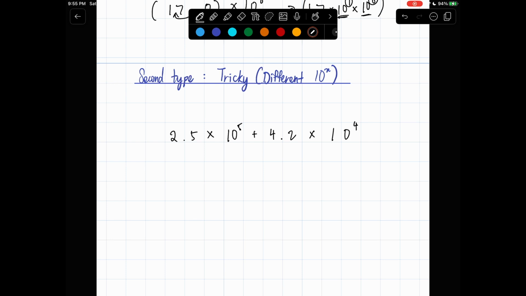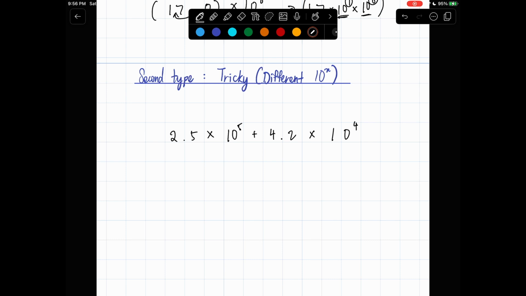This is where it gets a bit tricky because to factorize a number, it's important for you to have the same power. 10 to the power of 5 and 10 to the power of 4, they are both different. There are different approaches to this. If your way works, just follow your method. I'm going to show you a method that is definitely correct, and it's much easier. It kind of resonates with your textbook, but not 100%.